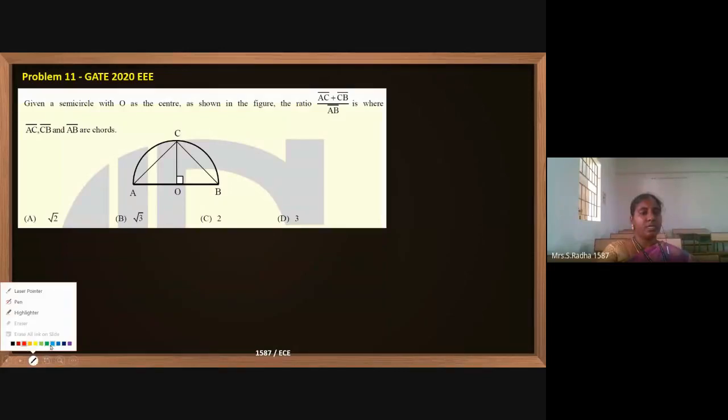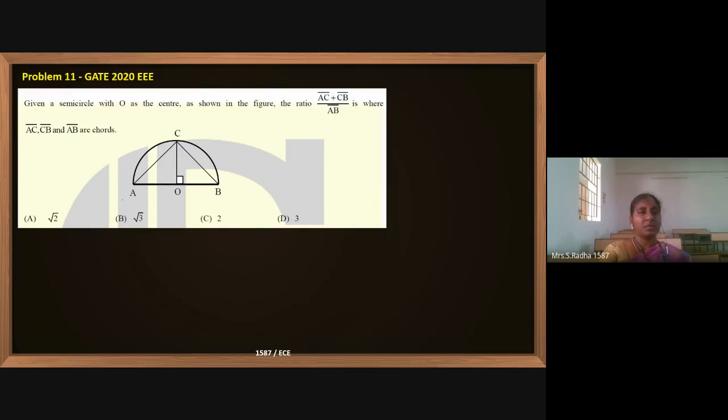Given a semicircle with O as the center, as shown in the diagram, the ratio (AC bar plus CB bar) divided by AB bar is what? Here AC bar, CB bar, AB bar are the chords. Chords means any line joining 2 points on a circle or semicircle. AC bar, CB bar and AB bar are chords with respect to the semicircle we can consider.